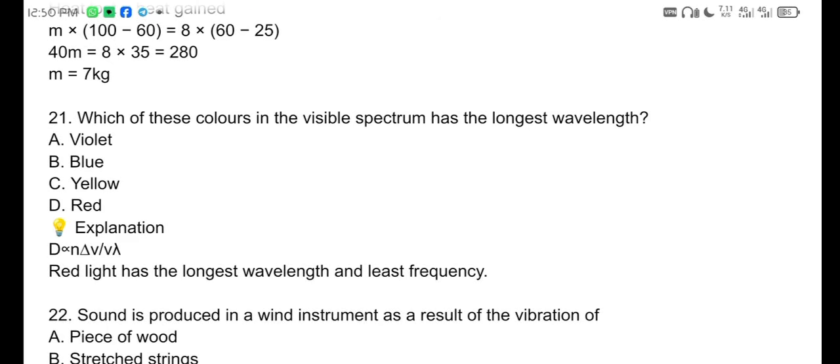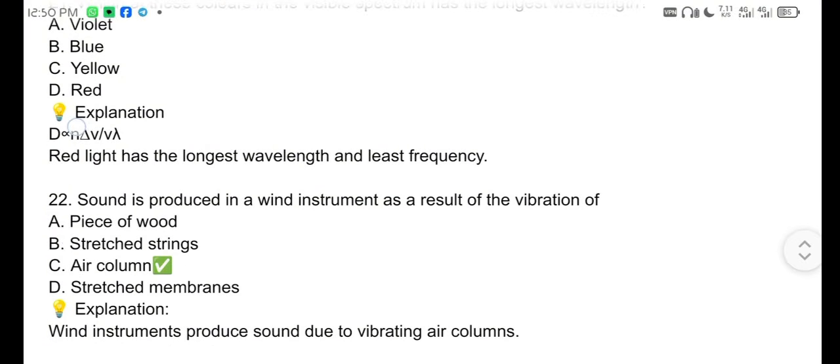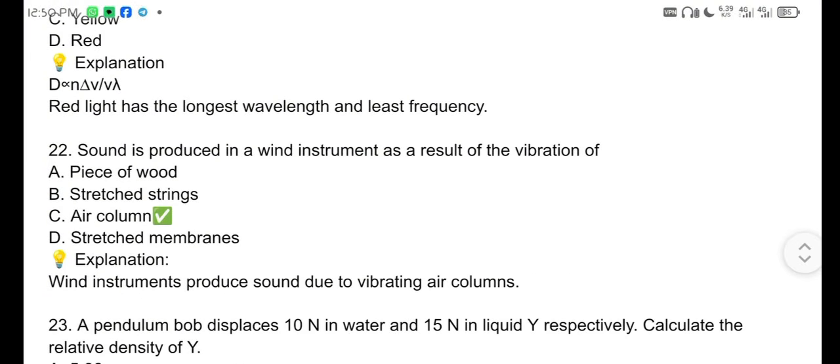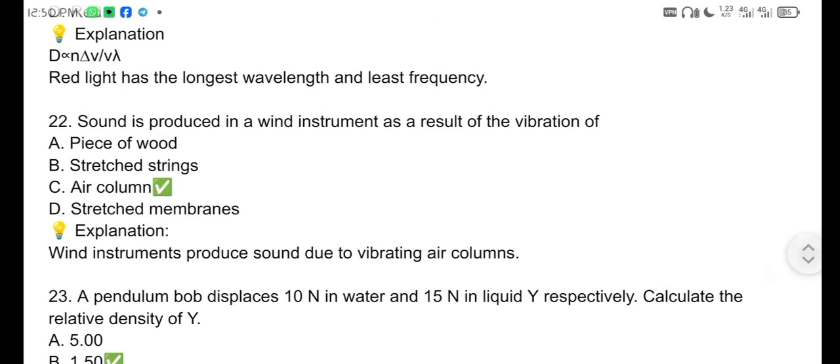All right. So 22 says sound is produced in a wind instrument as a result of the vibration of what? Air column. Sound is produced in a wind instrument as a result of the vibration of the air column, because a wind instrument produces sound due to vibration of the air column.